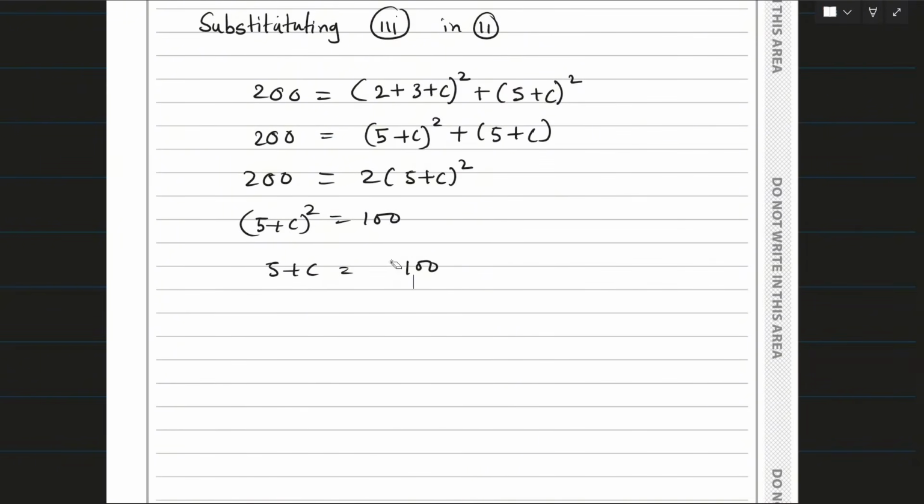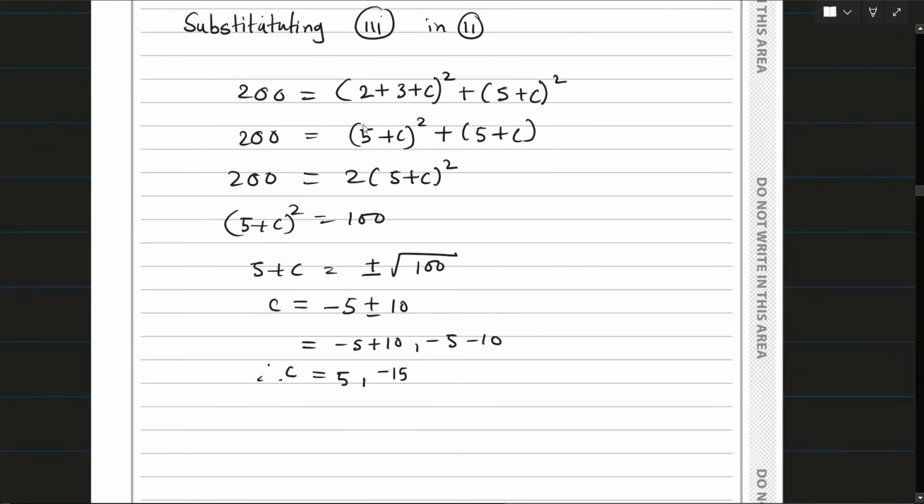As we are taking the square root of both sides, the value here could be plus or minus. Both of these will satisfy our equation. So from this we see that C is equal to minus 5 plus or minus 10, which is minus 5 plus 10 or minus 5 minus 10. So C could be equal to 5 or C could be equal to minus 15. There are two possible values of C.